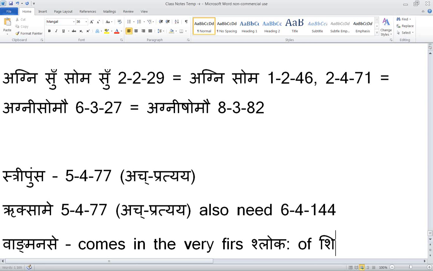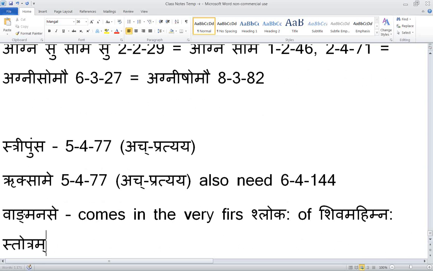Mahimna Parate. Shiva Mahimna Stotram. Very first shloka. We'll continue next time. Let's stop with this. Very first shloka of Shiva Mahimna Stotram. This lesson is pretty much done.